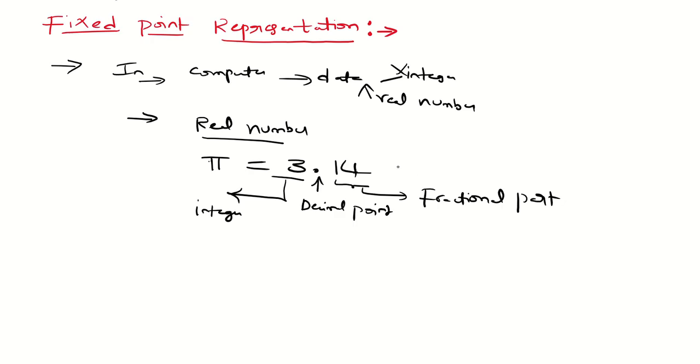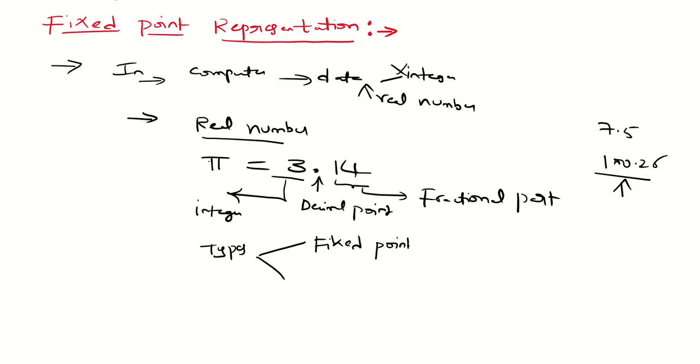So how do we represent this kind of number? Not only 3.14, you can take another number, suppose 7.5 or 100.25. If you want to represent any real numbers in computers, definitely we require some kind of representation. That representation is called fixed point, and the second one is floating point. Two types of representations are familiar and have more use cases. First one is fixed point, and second one is floating point.